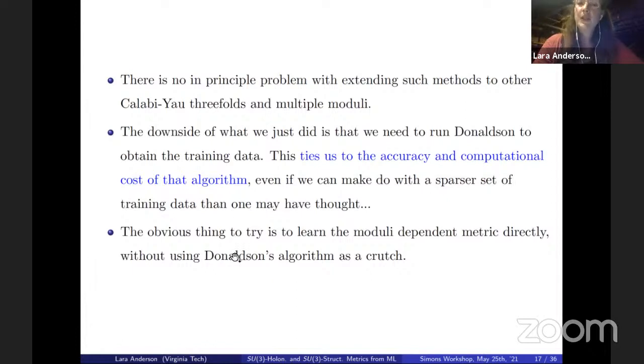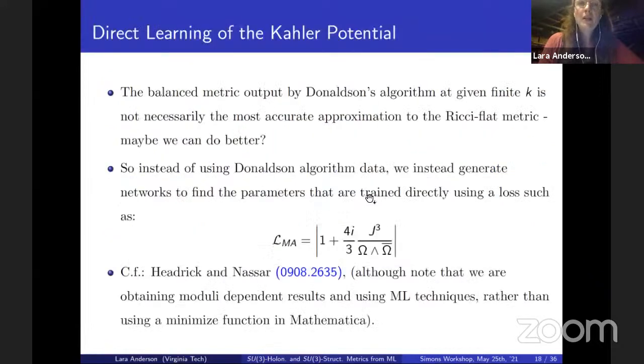So the obvious thing to do is to try to learn the moduli-dependent metric directly, i.e. without using Donaldson's algorithm as a crutch. So let me turn to that now. So now we're going to focus on the machine learning technique of direct learning of the Kähler potential. And here the balanced metric output of the Donaldson algorithm at a given finite k, so not taking the full k goes to infinity limit here, is not necessarily the most accurate approximation to the Ricci-flat metric at that finite level. So the question is, can you find a better approximation to it?